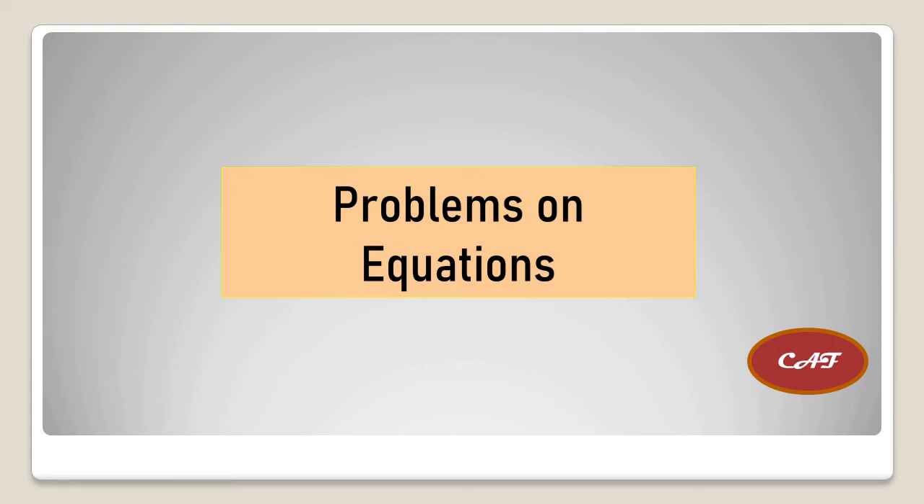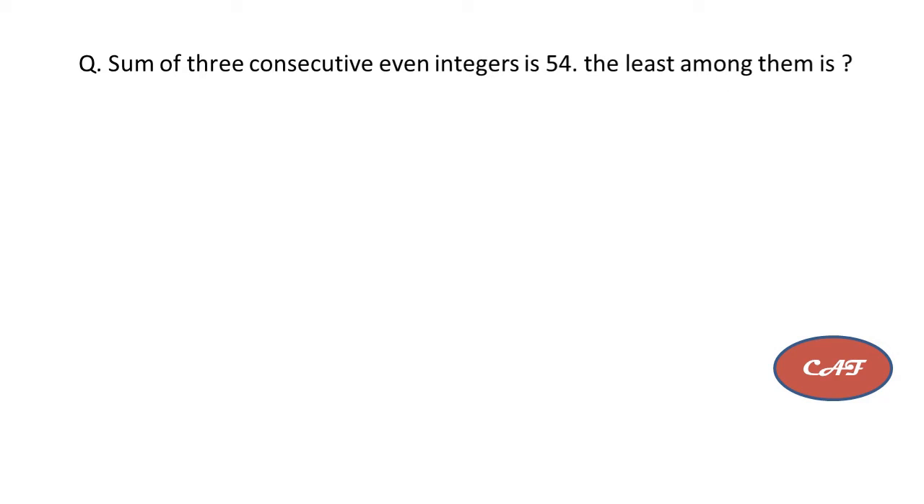Today we will discuss problems on equations. Let's go to the problems. First question. The sum of three consecutive even integers is 54. The least among them is how much?